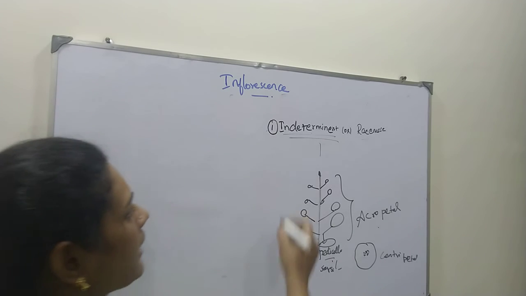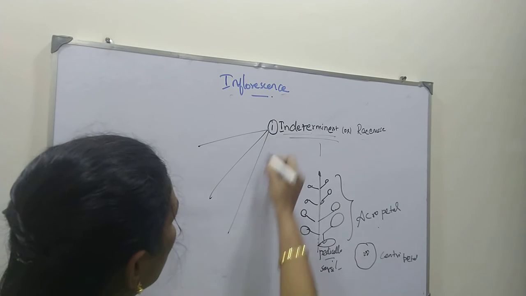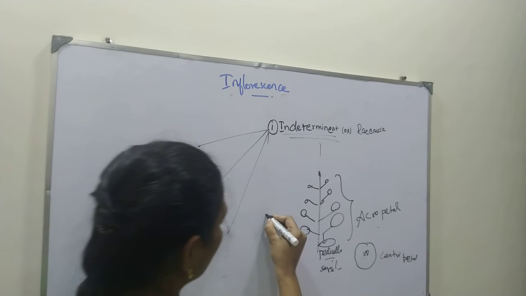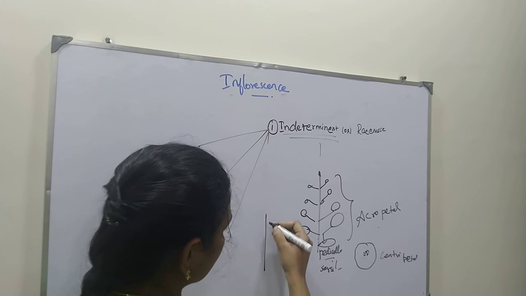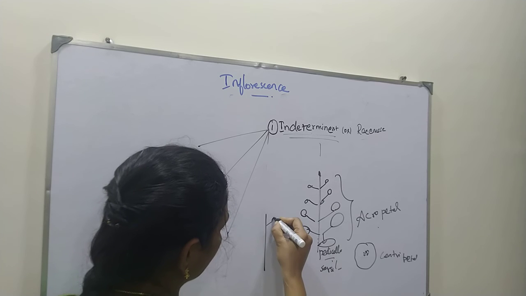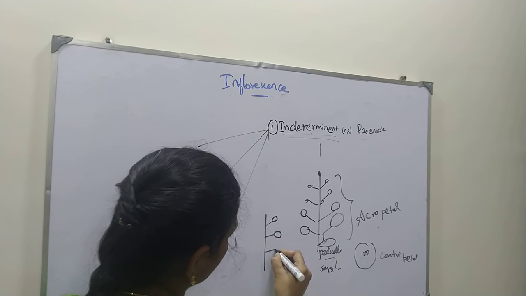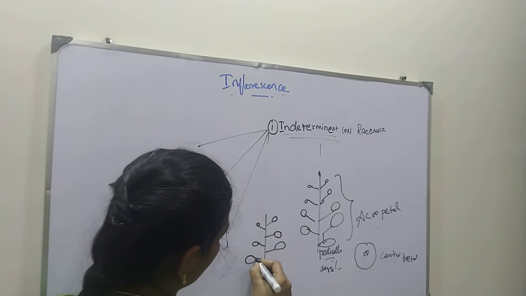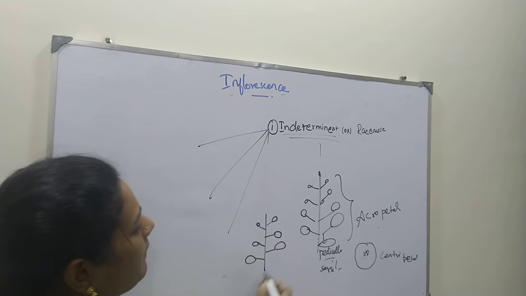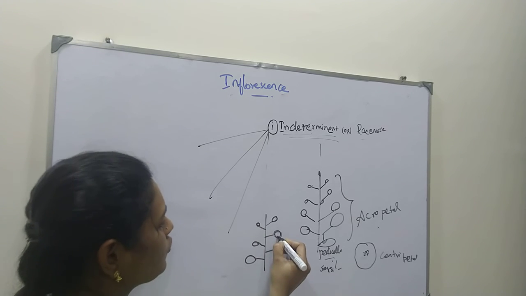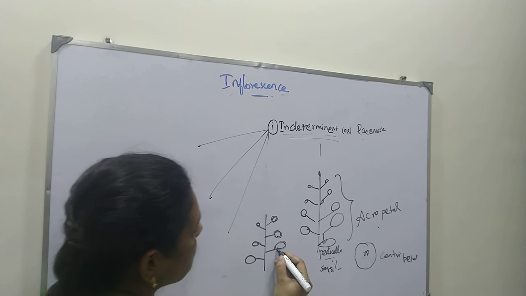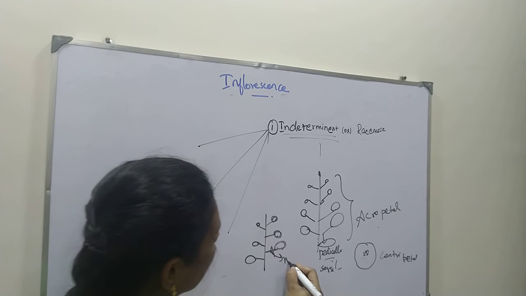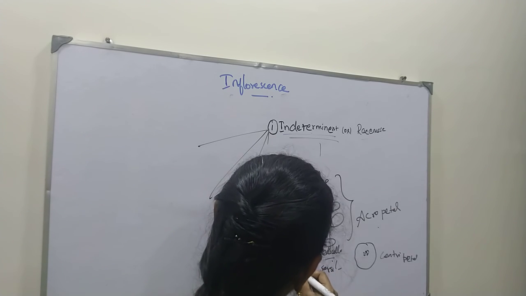Coming to the types of racemose, there are 3 types. We are studying inflorescence. This is the main branch. In this you should know about the main axis. This is the inflorescence, a group of flowers. This group of flowers is carried by a main axis. You should know what is called the main axis.